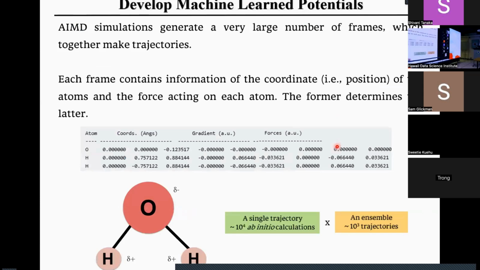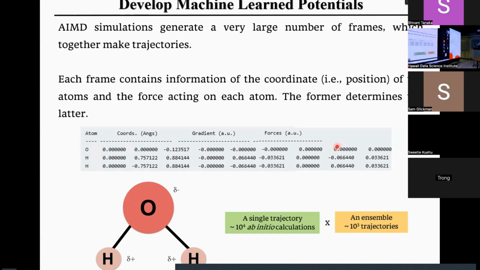Okay, so this is our AIMD simulation. We want to do it much faster. We want to develop a machine learning potential that can replace all the ab initio calculations. How do we do it is the question. And this is how you would do it. The title of this slide is Develop Machine Learning Potentials.